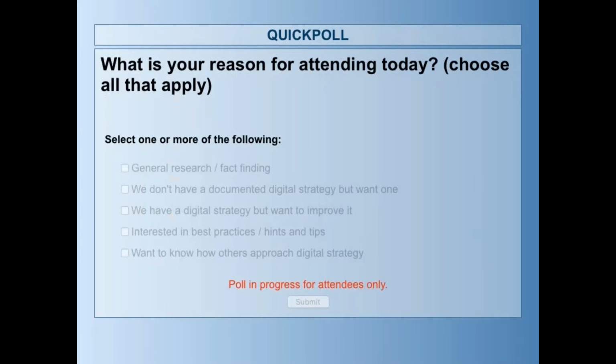So we're going to roll into our first poll, and it'd be great if you could have a look at the poll on the screen. I'm going to give you a few minutes to fill this out, and then we'll share this afterwards. So you should have a poll on the screen. What is your reason for attending today? And please select everything that applies to you.